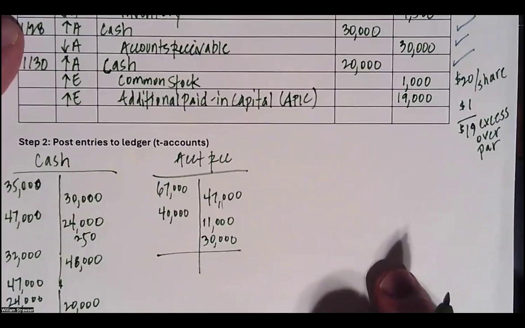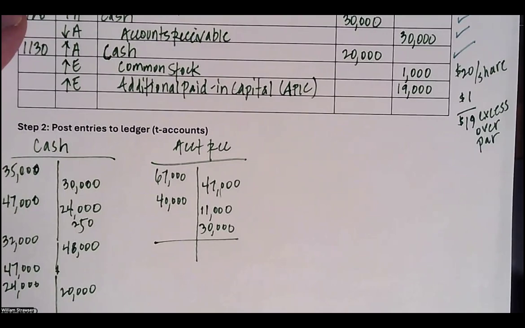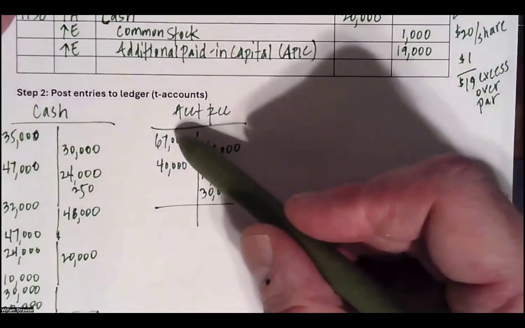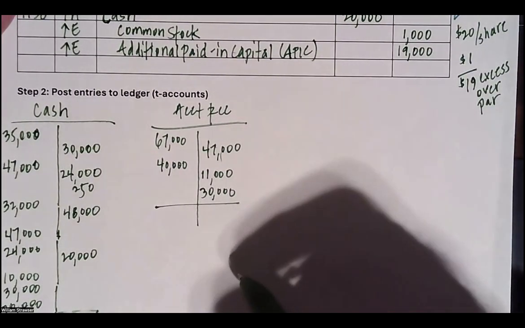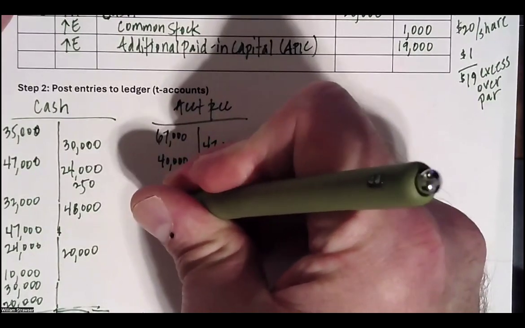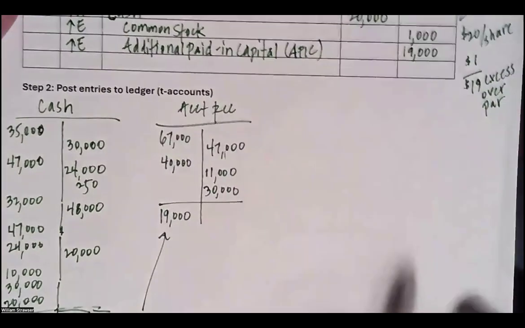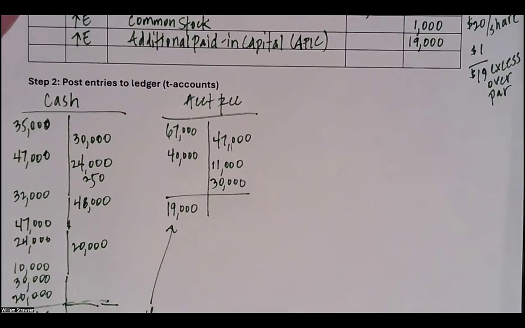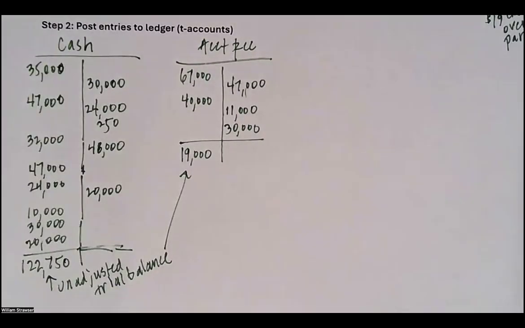So again, I'm going to reconcile because I've included everything now from this period into my accounts receivable. Check the key. We do have everything included. And when I take 67,000, subtract 47, add 40, subtract 11, and subtract 30, I am left with $19,000 of receivables. Again, this is my unadjusted trial balance that is established after I have reconciled all of the things that have happened during the period in my ledger in step two.